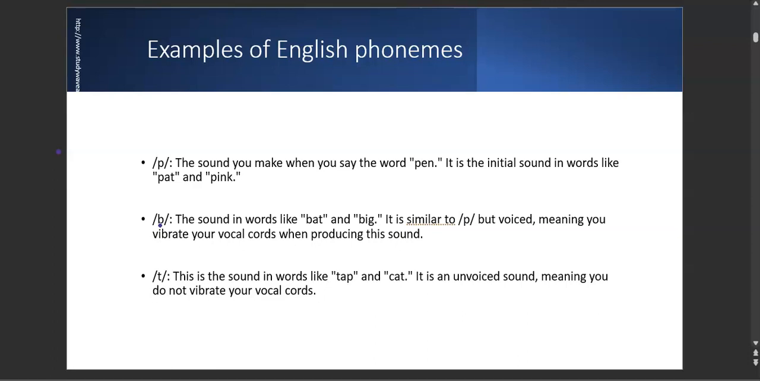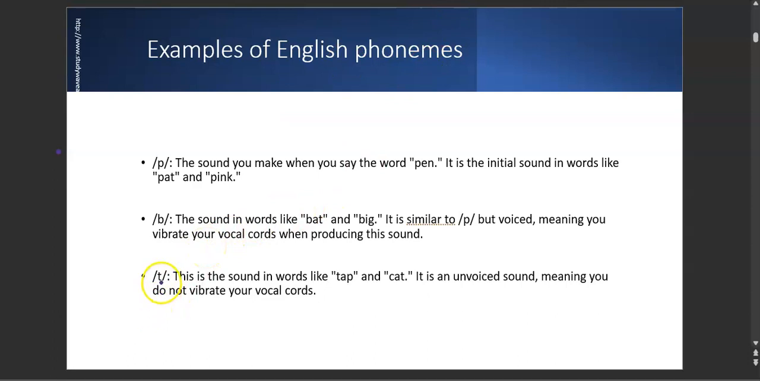You see, when you say the word but, when you say the word big, you're saying B, B, and you're bringing out the sound B. So it is similar to the sound P, but voiced in a different way, meaning that you vibrate with your vocal cords, and this we'll understand later. But you notice when you say B and P, you find there's a difference. One is softer, and with the other, you feel like there's some vibration when you say it. So phonemes are just sounds.